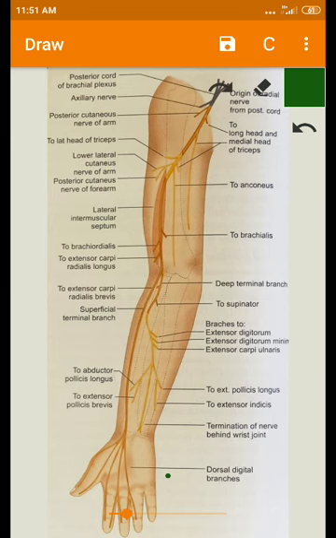So what is happening here? We will see again. At the level of the lateral epicondyle of the humerus, the radial nerve gives rise to the posterior interosseous nerve, that is the deep branch, which pierces the supinator and passes through it, winding round the lateral side of the radius to come to the posterior compartment of the forearm.